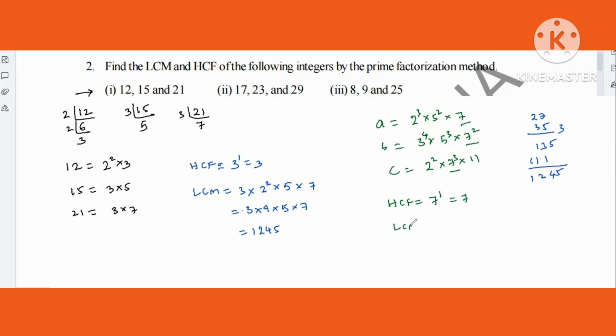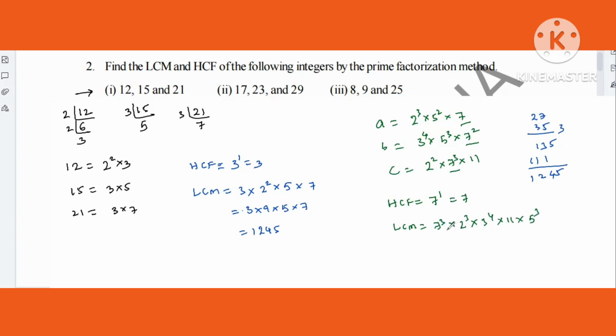Now if you take LCM, the common base is only 7, and the highest power is 7 cube. Then the remaining all. Here we should write 2 cube and 2 square are there; in that we write the highest, 2 cube. And here 3 power 4 is only there one time, so that is 3 power 4. Also 11 is there. And 5 I missed here: 5 cube and 5 square. What is the highest power? 5 cube. So that is the answer.